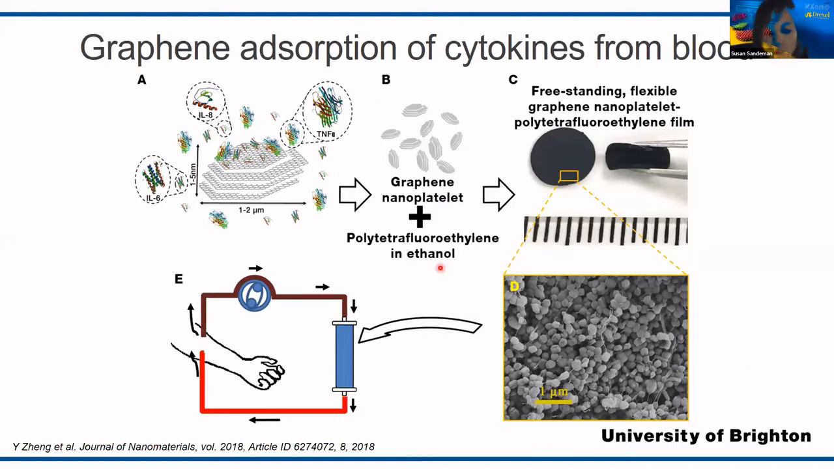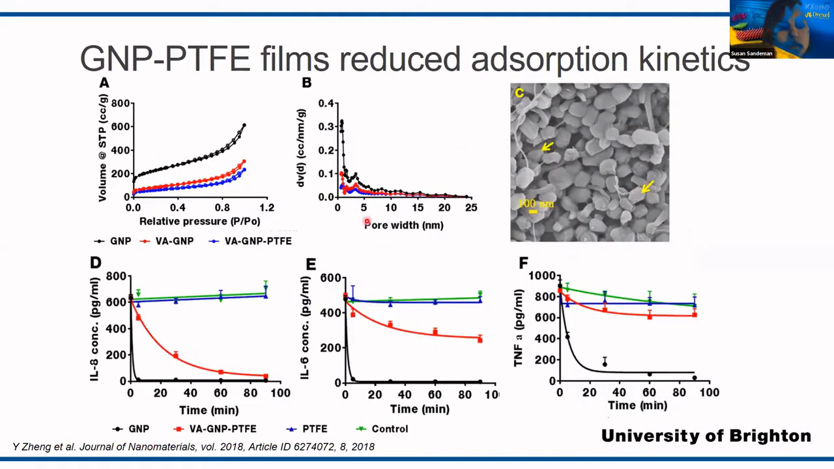So when we went on in a project with Professor Gogotsi's group to look at graphene adsorption of cytokines from blood, we started with graphenes. This was before we'd begun looking at MXenes. And we looked at whether graphenes could be incorporated into some kind of system to augment dialysis, and showed that graphenes were actually very good at removing cytokines.